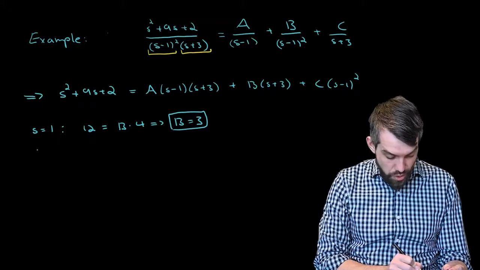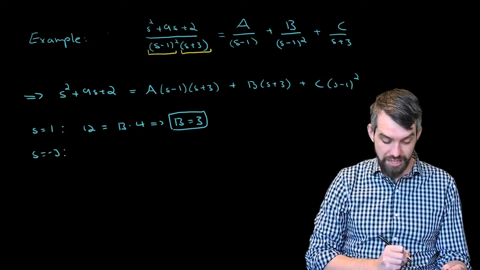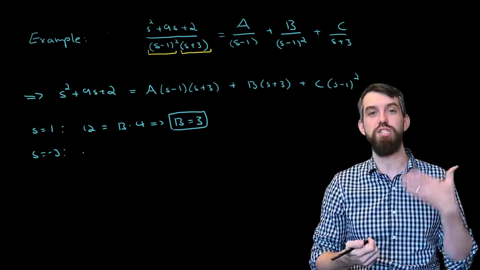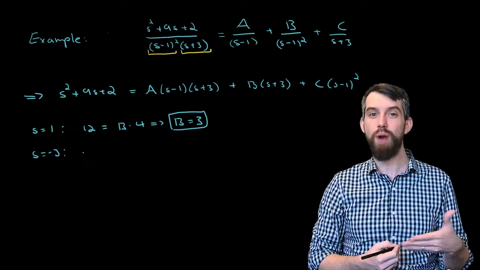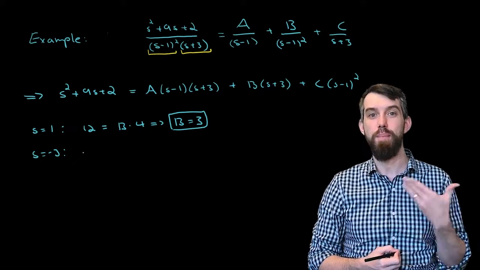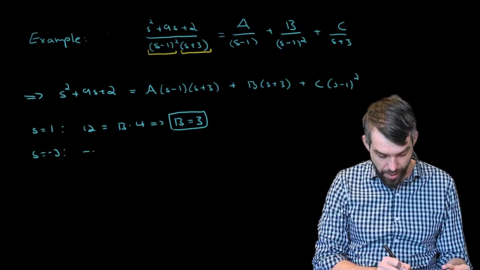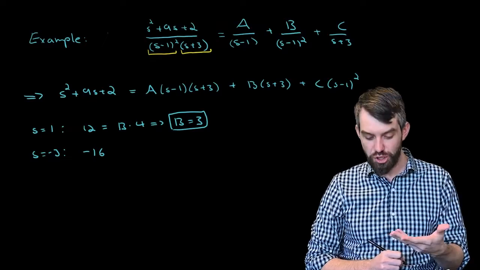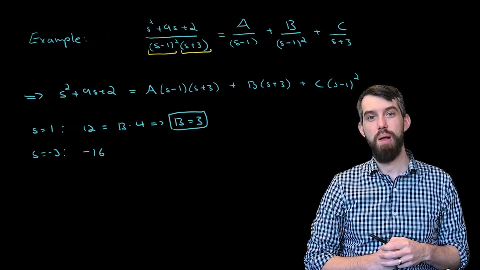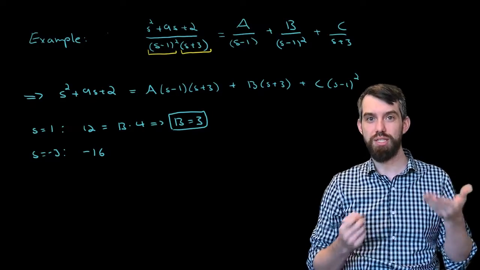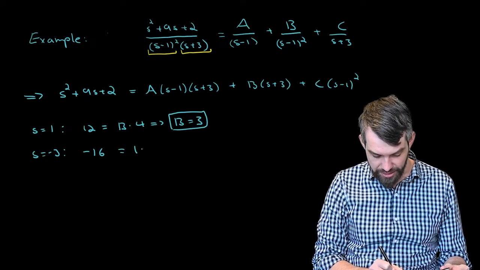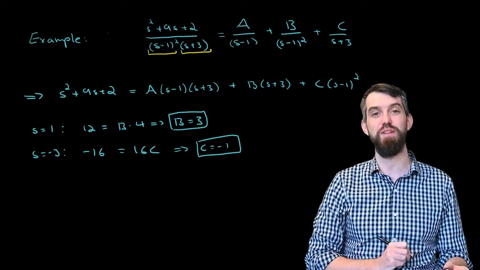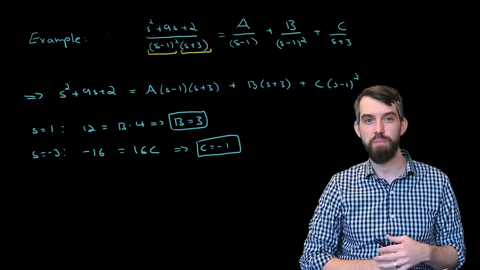The other special value I could plug in is s equal to minus 3. If I do that on the left-hand side, I'm going to get minus 3 squared, which is going to be 9. I'm going to subtract off my 27, which is going to give me minus 18, and then plus 2 is going to give me minus 16. Then the a term is going to go away, the b term is going to go away, so I just have the c term. Minus 3 minus 1 is minus 4. I square that, I'm going to get 16, so this is going to give me a 16c, and that's going to imply that c is equal to minus 1. Another coefficient has been figured out very easily just by plugging in a special value.